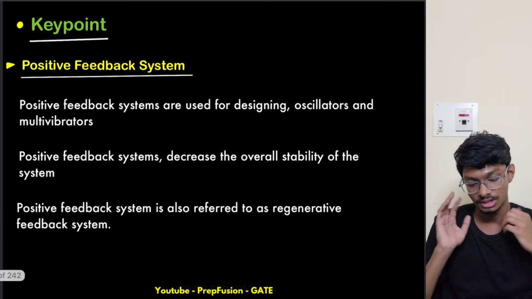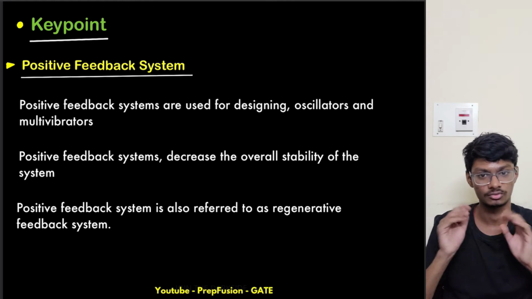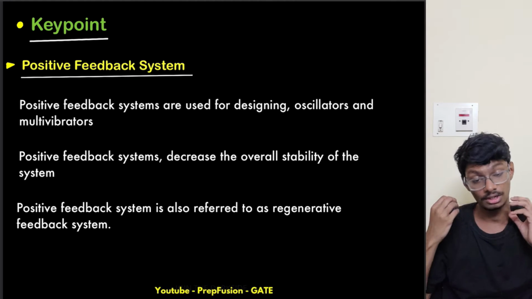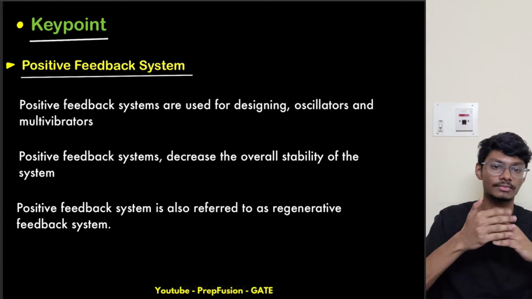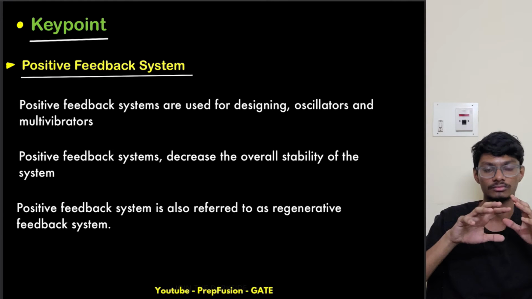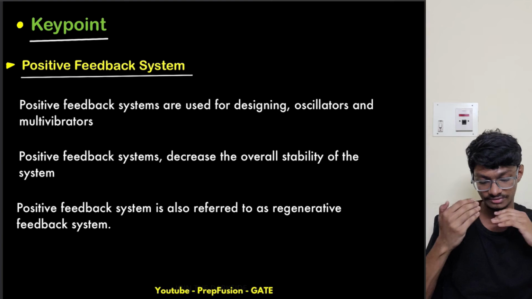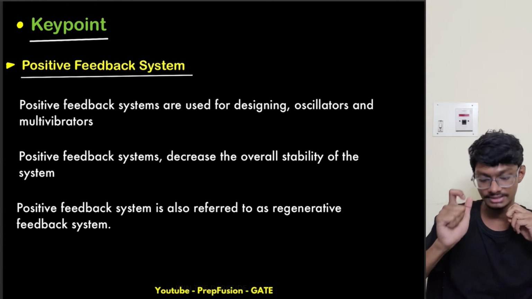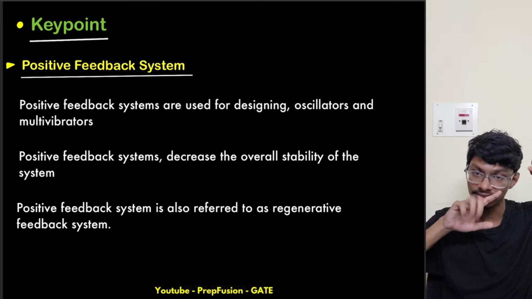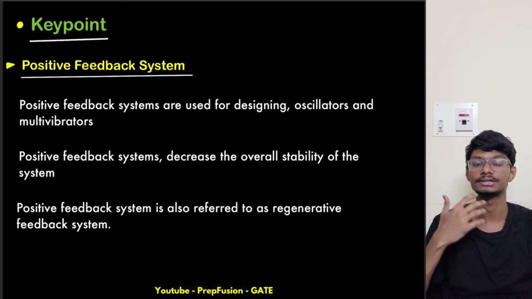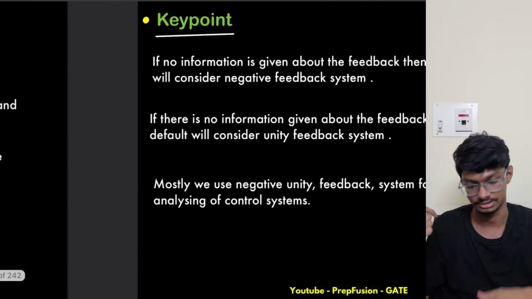And positive feedback systems are used for designing oscillators and multivibrators. If you don't know these terms, this is just for knowledge purposes, don't worry. And positive feedback systems decrease the overall stability of the system in most cases. In case of sensitivity also, we'll understand after studying the topic of sensitivity. And positive feedback system is also referred to as regenerative feedback system. Why regenerative? If the output is increasing, it is helping it increase further, so it is regenerating it, giving it some more energy to increase. From there you can understand.